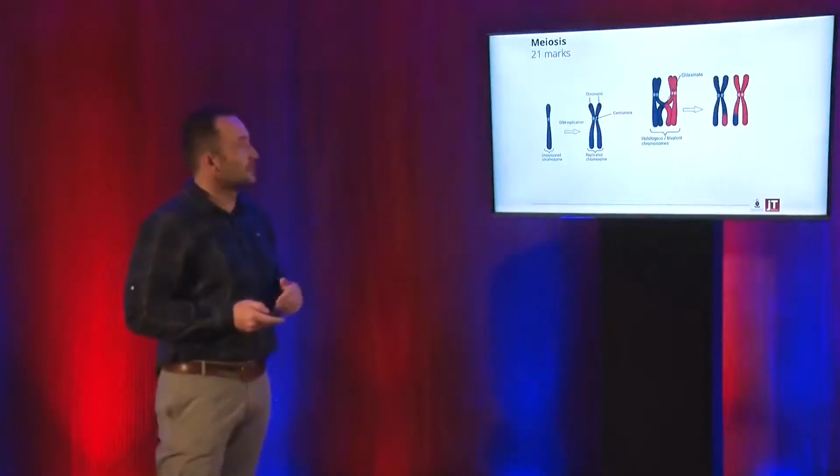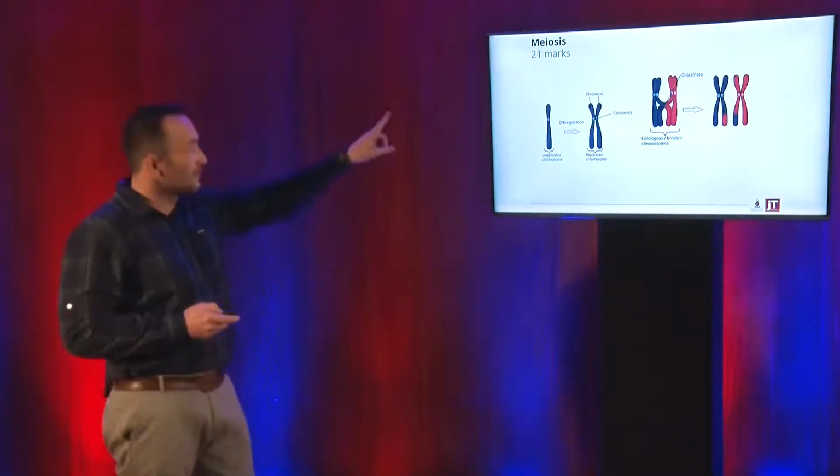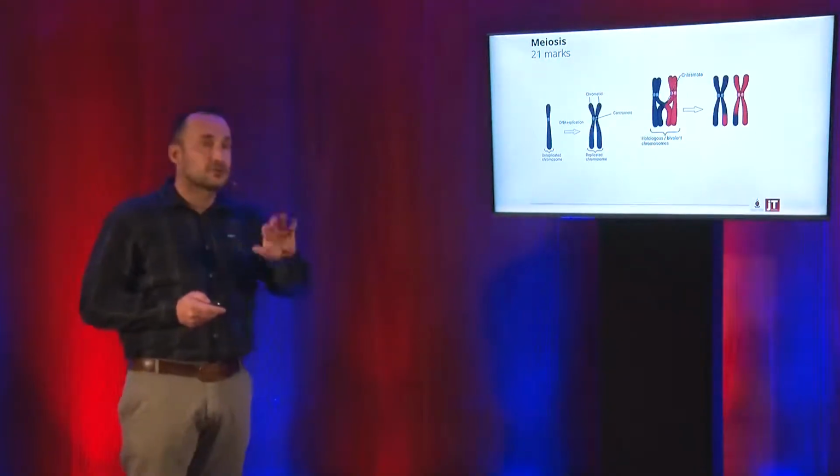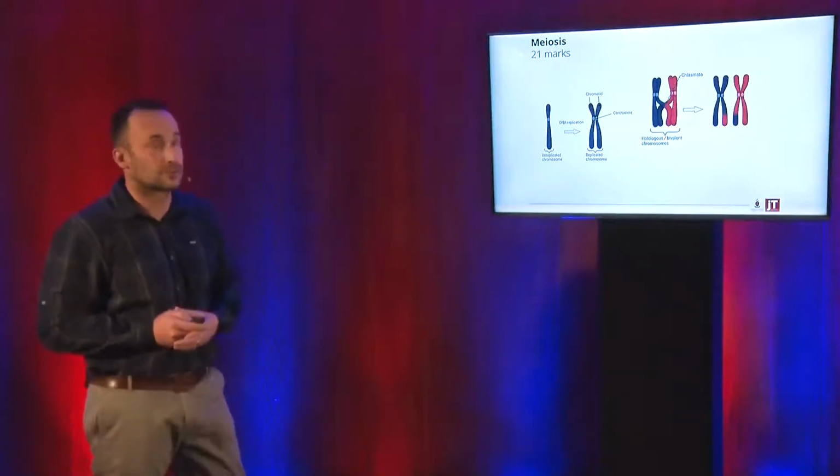inside of the cytoplasm. Okay, just looking at meiosis now, this is the next section. The number of marks we're looking at here is 21 marks also. Easy marks to get, but also easy marks to lose if we're not too sure what we're talking about.